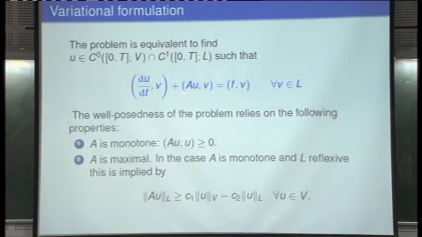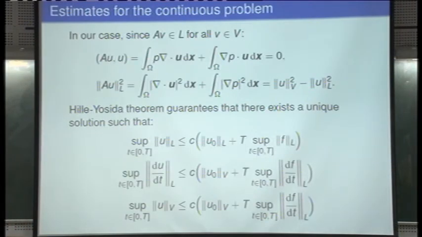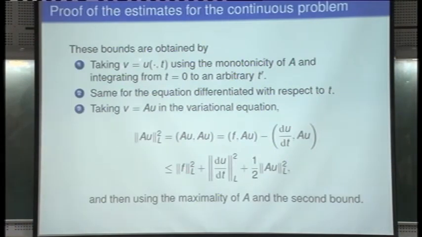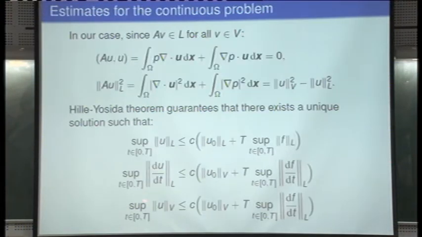So these stability bounds. To get these bounds, the first one is easy. You take V equal U, and again, you use the monotonicity. Then you differentiate the equation in time, and you get a similar bound. So this is it. The message is here. How do you get the bound in V? V, remember, is H1, HD. So the space of derivatives, message, concept. That's the space of derivatives.